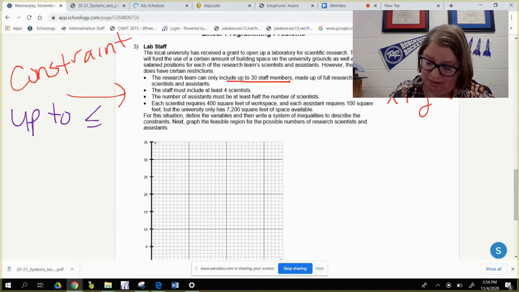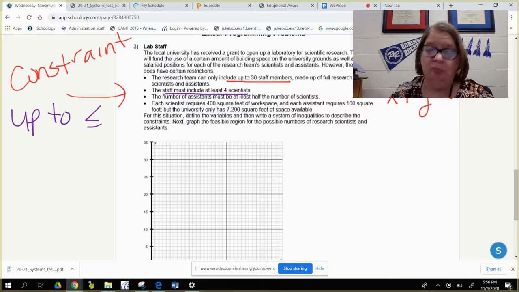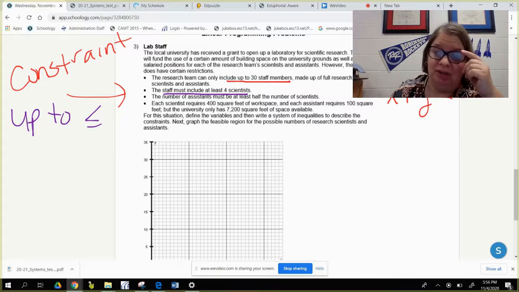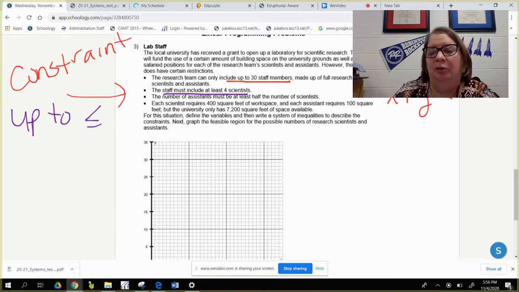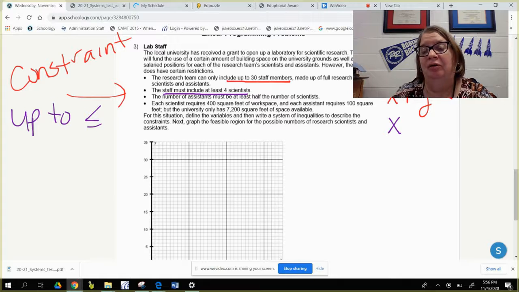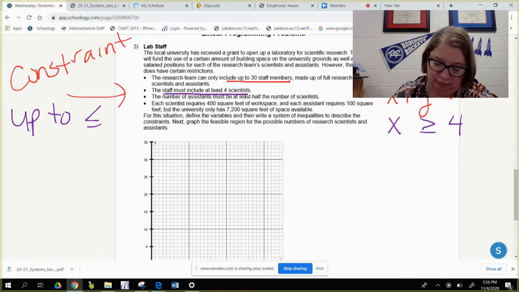Okay, the next bullet point says the staff must include at least 4 scientists. Think about your variables. We have X for the number of scientists, Y for the number of assistants. This bullet point doesn't say anything about assistants. All it says is scientists, at least 4. So we'd have X and 4, at least 4. So can they have 3 or 2? No. Can they have 5 or 6 or 4? Yes. At least, greater than or equal to.